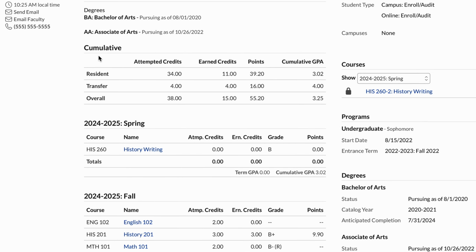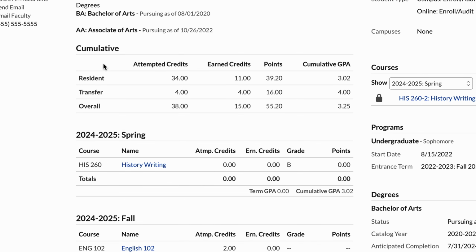Up here on cumulative, we've got categories for your credits. Resident refers to credits pursued at this institution. Transfer will be from other institutions, and then overall combines both. And then we have columns for each of those categories.